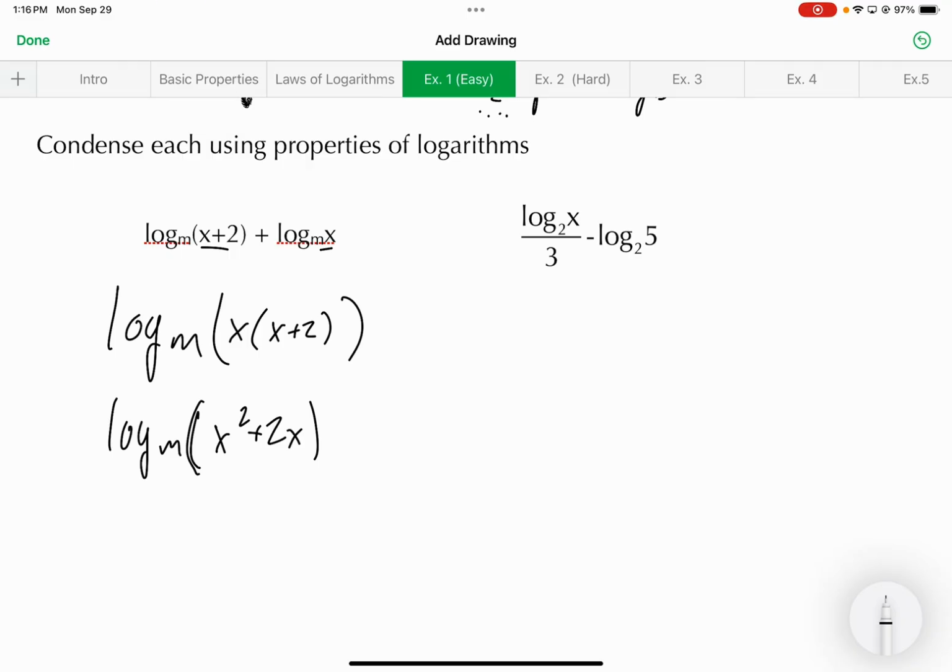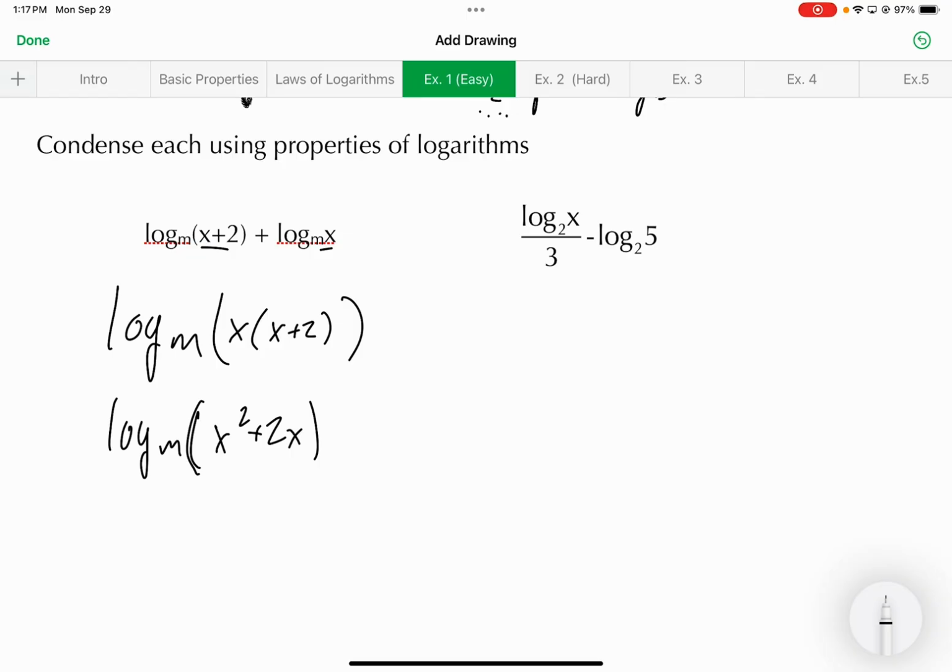Now, I should note this. When you have log, and inside the log there are two things added together, you cannot split that up using any one of your properties. It is if and only if the two things are multiplied by each other. So like these two things I could split apart and it would just be this. That's expansion. That's just the opposite of what we did. But if it was just log of x plus 2, there's no splitting those things apart. You can't split addition inside of a log apart. Okay?